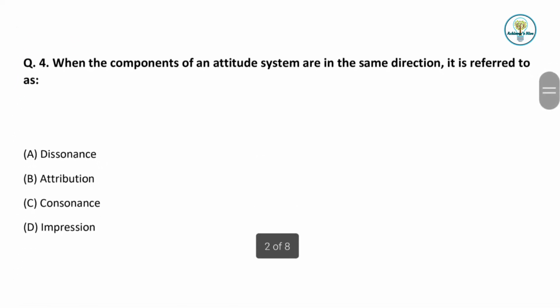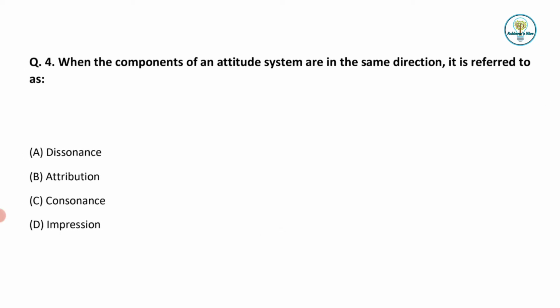When the components of an attitude system are in the same direction, it is referred to as what? Dissonance, attribution, consonance, impression. You have studied consonance theory, so you know when two different attitudes are in the same direction, they are in consonance, right? Otherwise they are dissonant. So the answer for question number 4 is C.